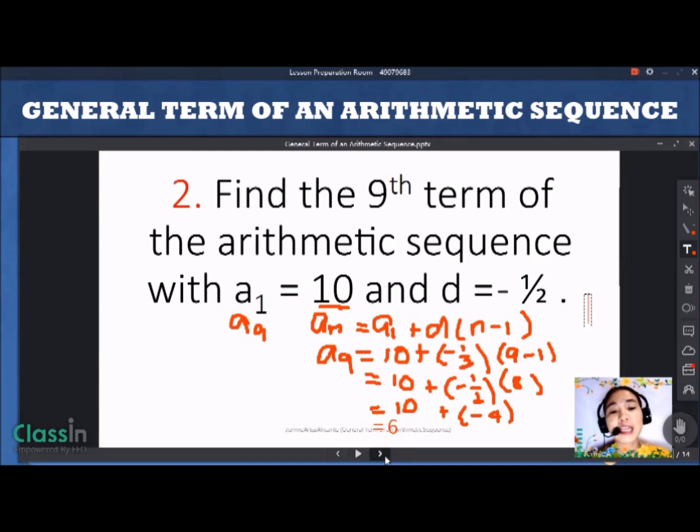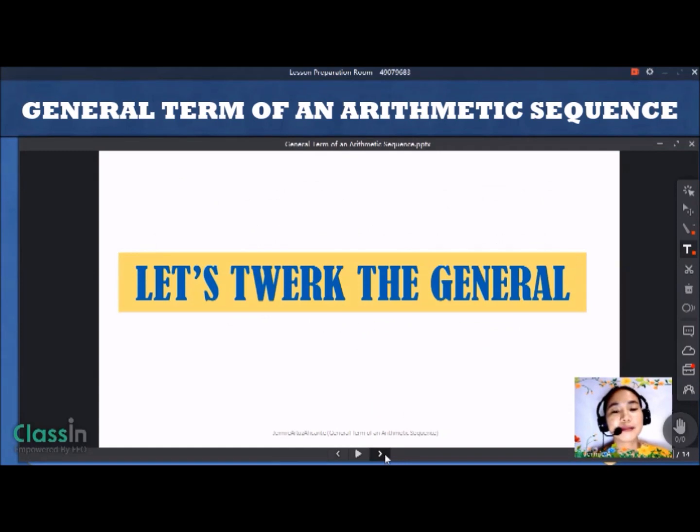Okay, now for the next set of activities, we'll call it Let's Work the General. Intriguing, right? So it's actually an activity wherein we will not just determine our a sub n or the general term, but we will use the formula in order to determine, say for example, d or the common difference, n or the term number, or a sub 1 or the first term. Okay, I'd better give you an example so you'll understand it better.